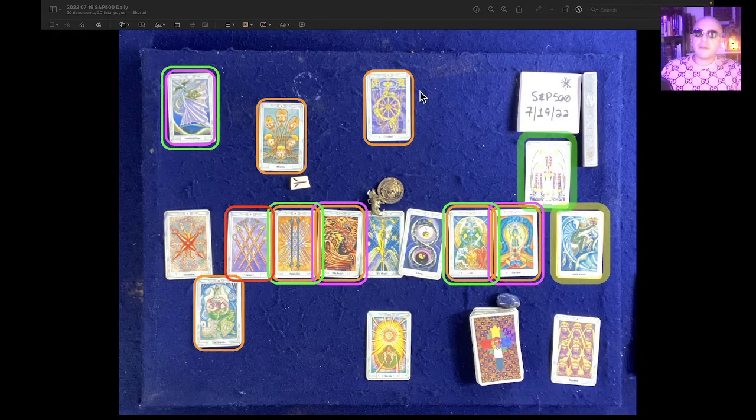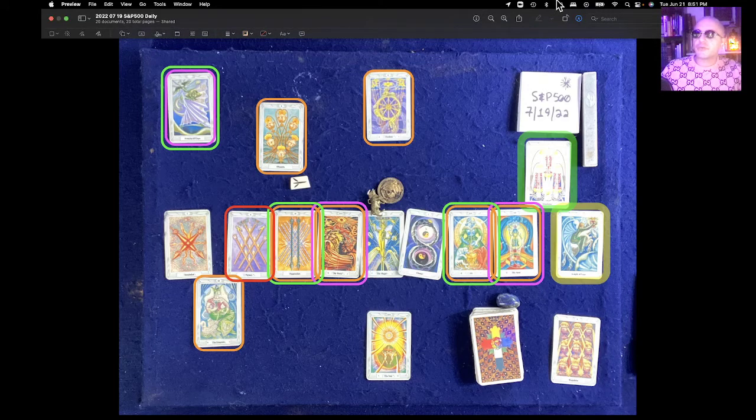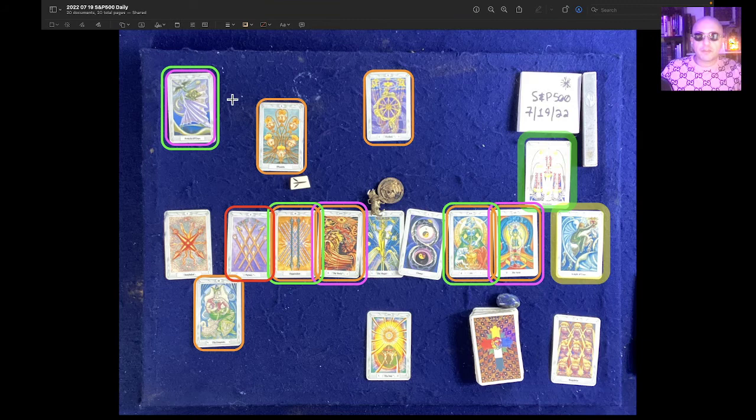This is the S&P 500 one-day chart, or one-day reading, for July 19th, 2022. It's currently June 21st, 2022, 8:51 p.m. The overall theme and behavior for the day is an opportunity to open up a long position in the midst of a decline. That's the Princess of Cups. On a multi-day chart, this will be an important point as far as a crest or high that stands out from a few.